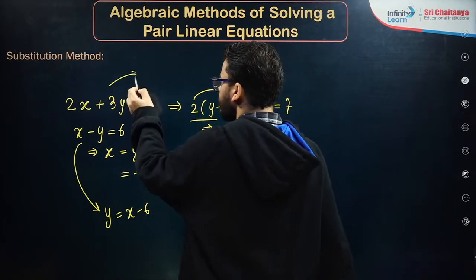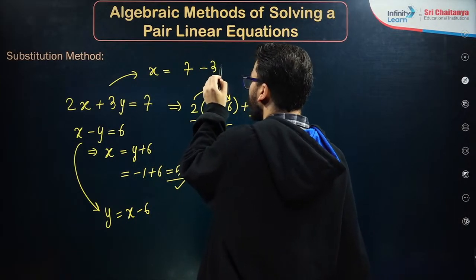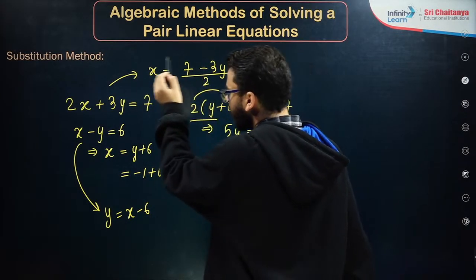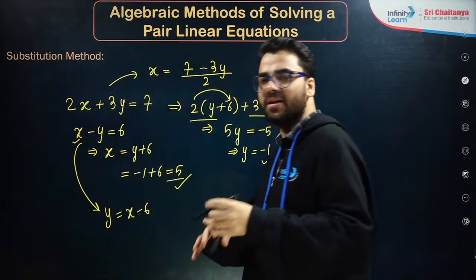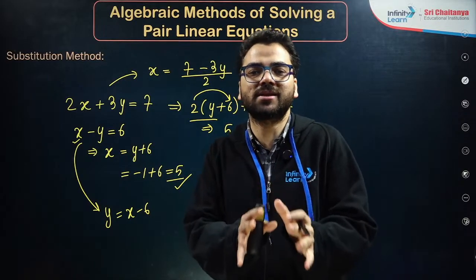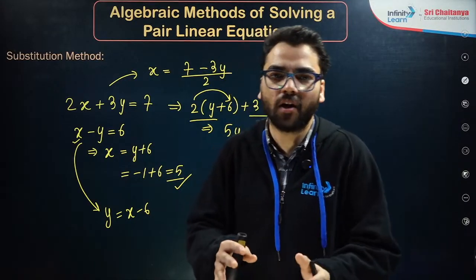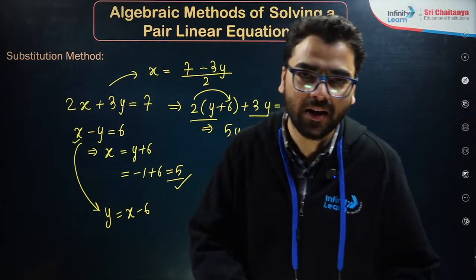Suppose from this equation you can get x is equal to 7 minus 3y by 2. And then you can put x is equal to this thing in the second equation. Then also you'll get the same answer. You got that? But try to do small, simple substitution. Don't make it complex without any reason, because it's not just about getting the answer. It's about getting it on time as well.